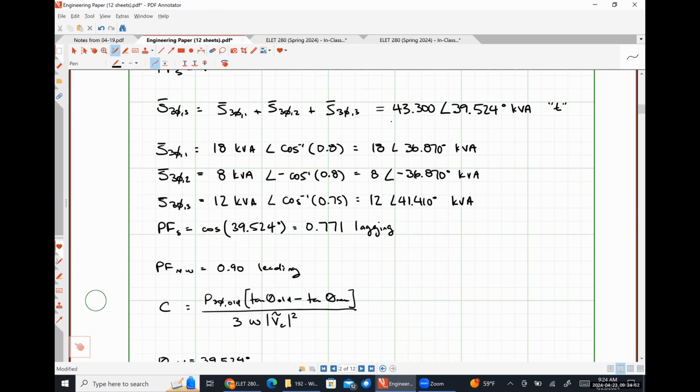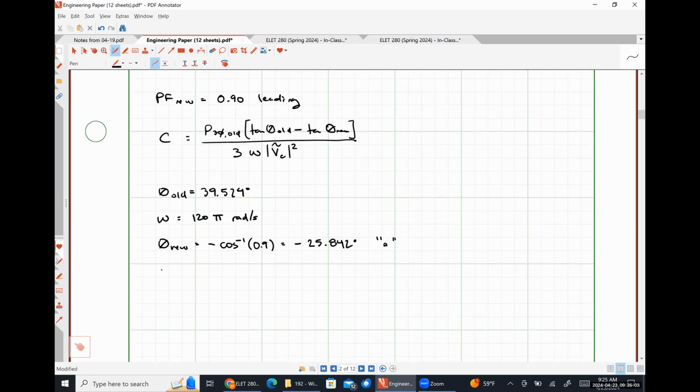So if I express this guy up here, luckily that I have stored in my calculator as T, in rectangular form, that would give me the average power and the reactive power. So P three-phase old is just the real part of S three-phase old, which is 33.4 kilowatts.